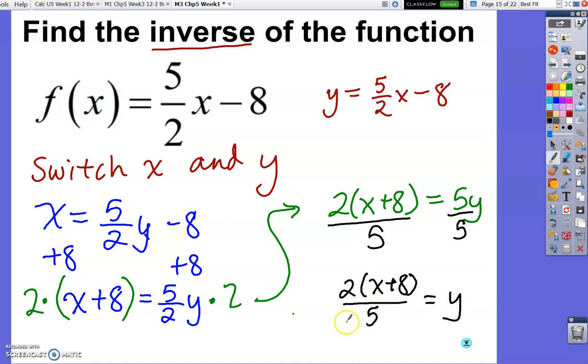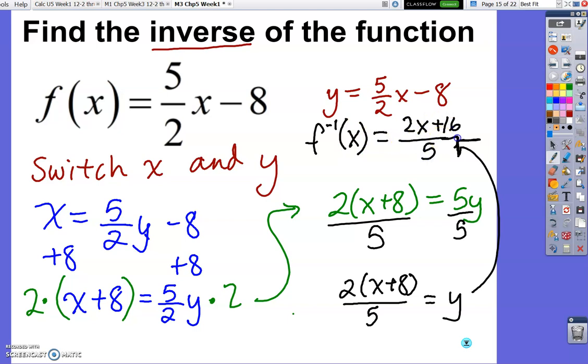And my final answer, which I'm going to write up here, the inverse function is f inverse of x equals 2x plus 16 over 5, which again would be if I distributed. I don't need to distribute. I just did that to show you another answer, so you can leave it like this. You just rewrite f inverse in front of it. And that's pretty much it. So let's try a harder one.